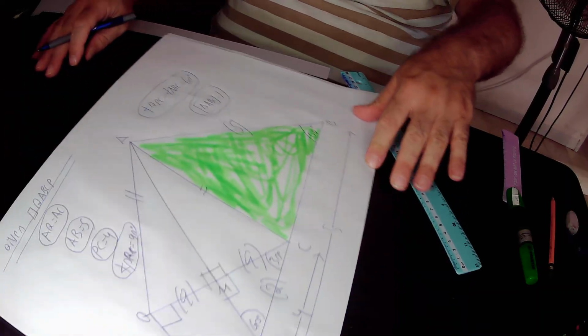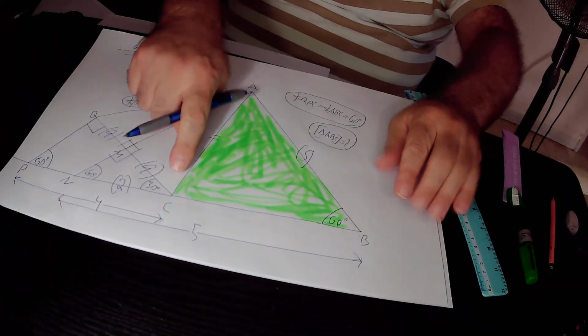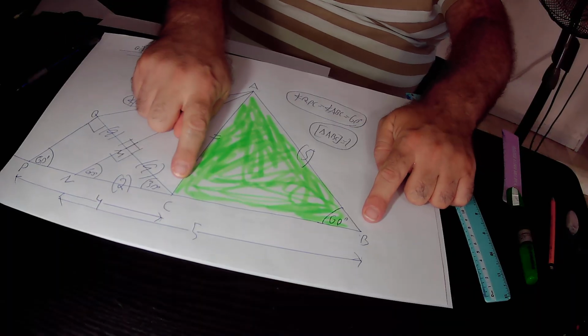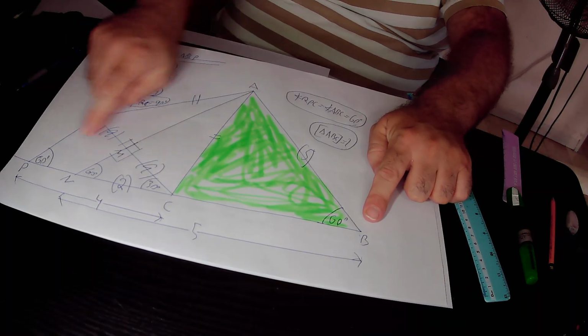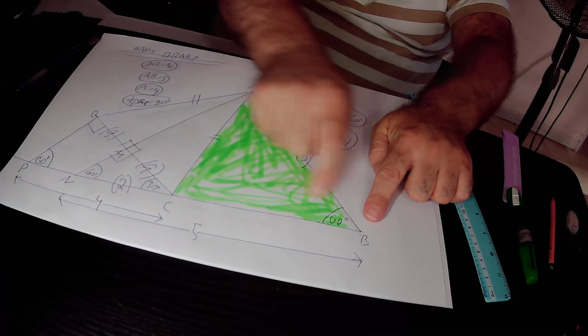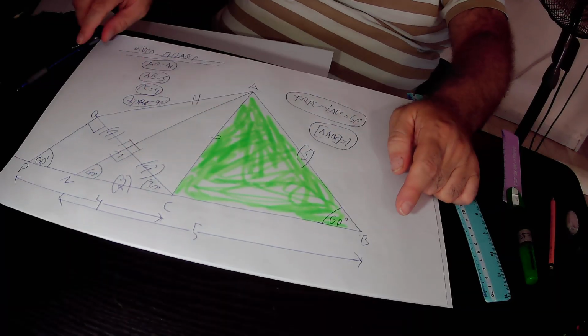What is the length of the missing side, side CB? From the drawing it is very easy to see that CB equals NB minus NC. Again, NB minus NC equals CB. So I write it down.